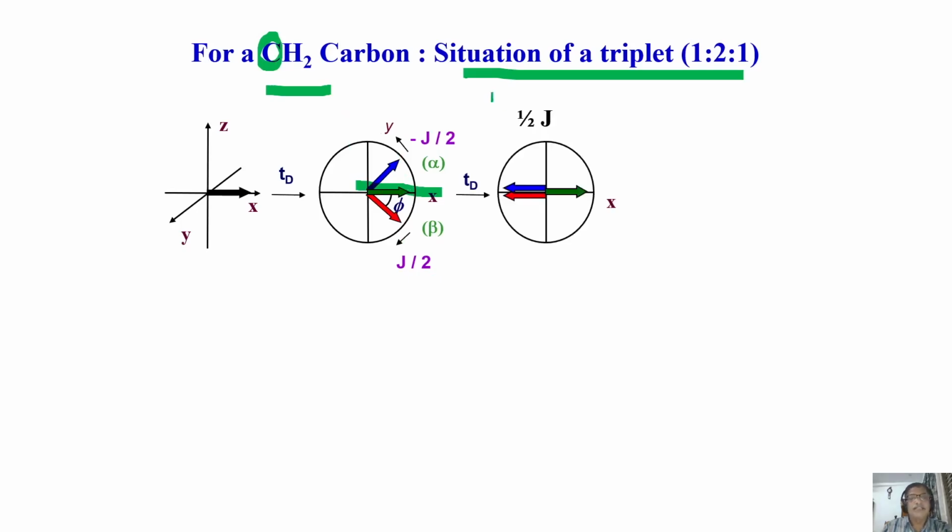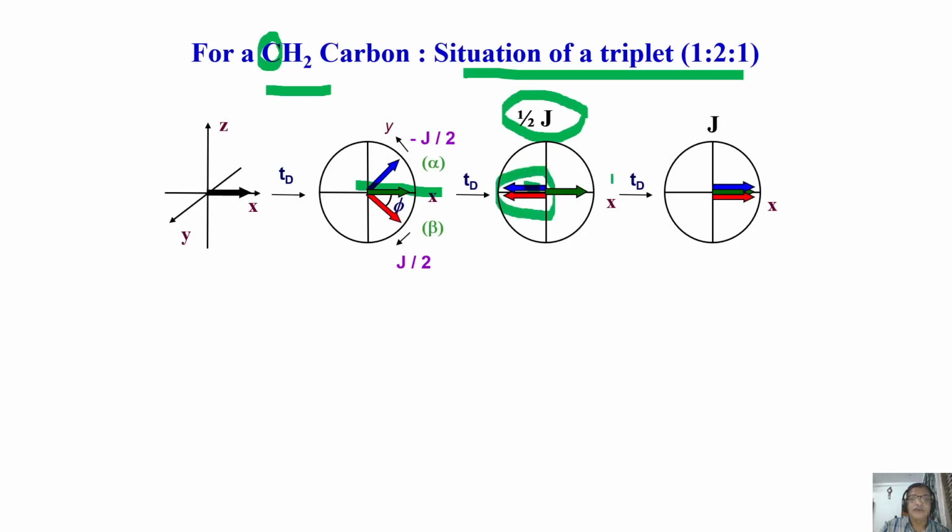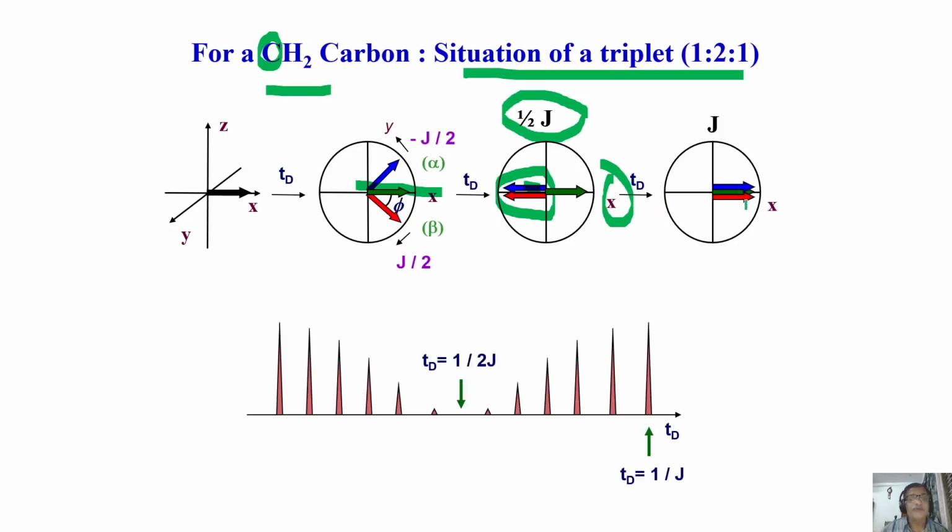Okay. Now, exactly find out the situation, plug it into the equation. What happens to these components at 1 over 2J, and what happens at 1 over J. If you plug it in and understand, exactly after half J, these two vectors will come in the opposite direction. Let us say my receiver is here and they will be in the opposite direction. And continue further for another delay. After J, they come back to the same axis. They refocus here. Now plot the intensity for the CH2 carbon.